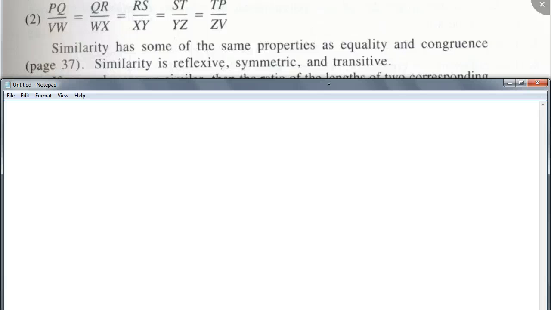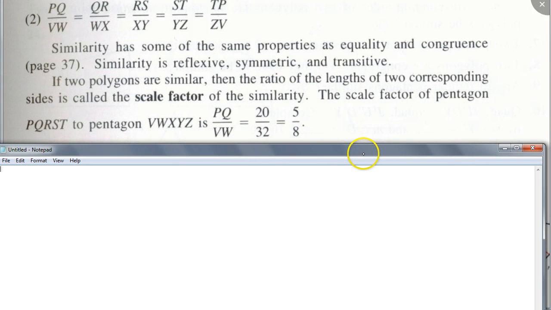You guys remember that? So guess what? It also works for similarity. Does that make sense? So this property will also work for similarity. All right, go ahead and write that down. I'll wait.